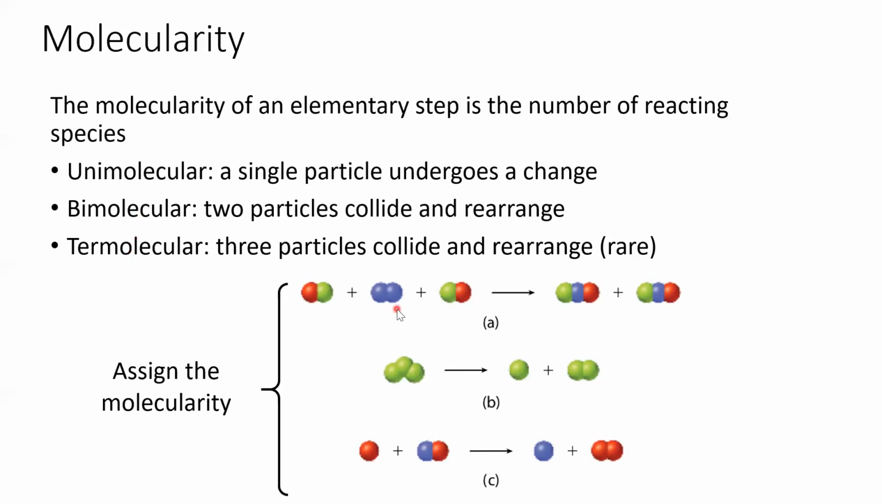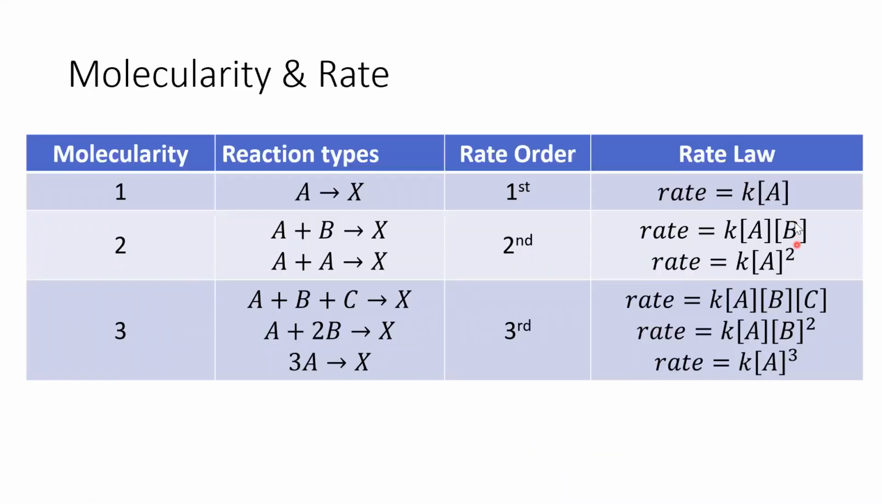So the first one is termolecular, 1, 2, 3. Unimolecular, right? We've got one reacting particle. What would the third one be? Bimolecular. When we look at these molecularities, okay, the rate law is based off of the stoichiometry in that elementary step.